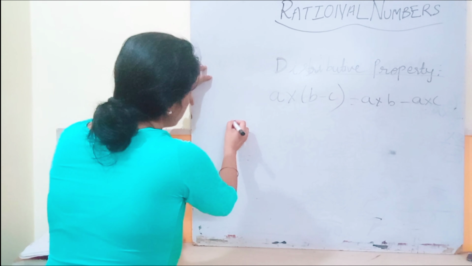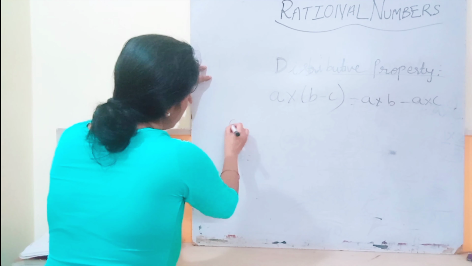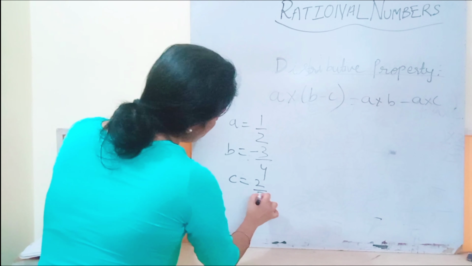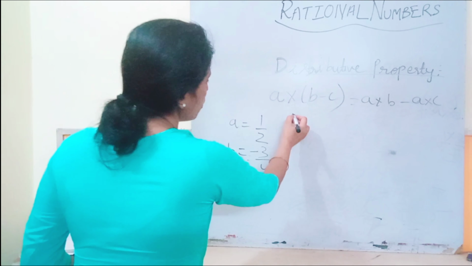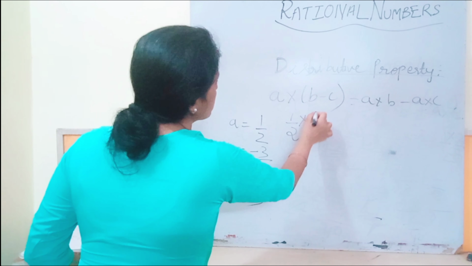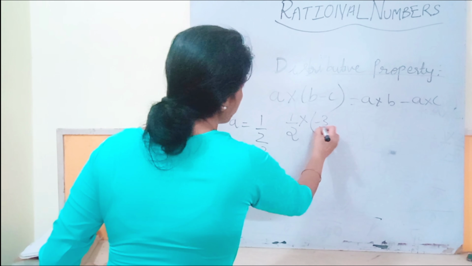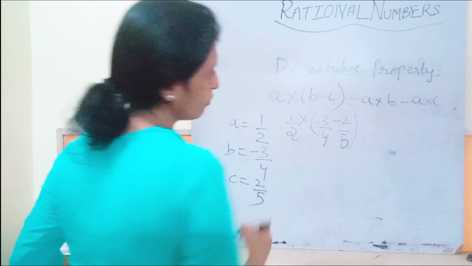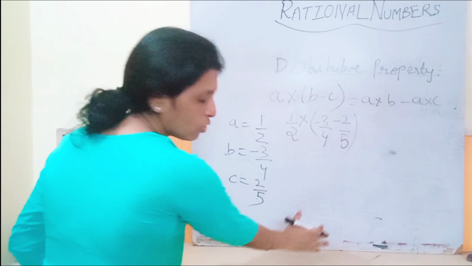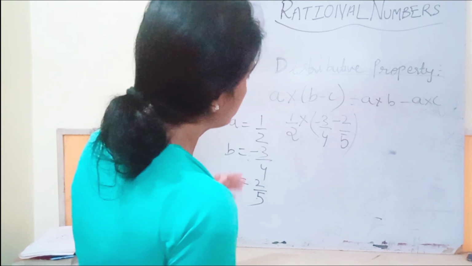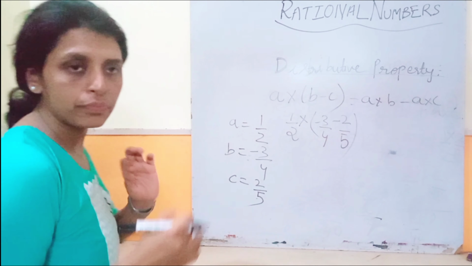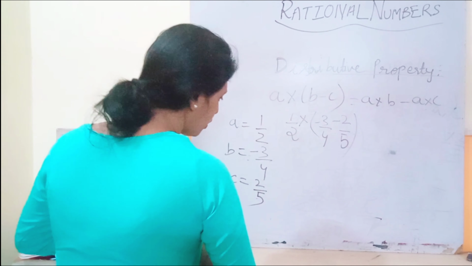So let's take the same example, A as 1/2, B as -3/4, and C is equal to 2/5. Okay. Now A is your 1/2 into (B is your -3/4 minus C is your 2/5). Okay. Now first we'll solve the left hand side so that we can see, when we solve the right hand side, whether left hand side is equal to right hand side or not.